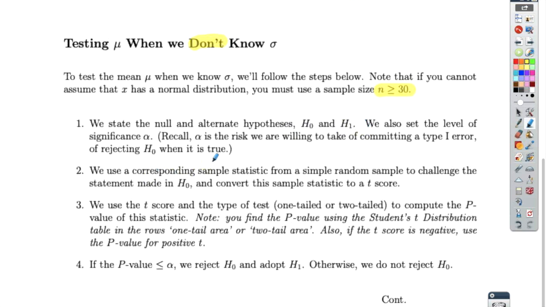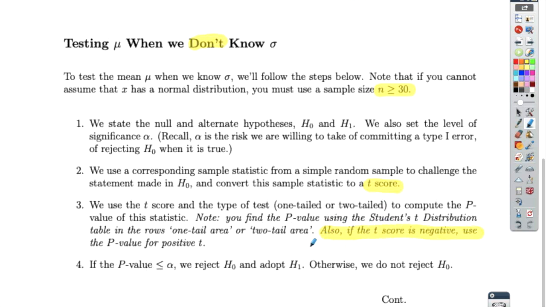Instead of converting your sample test statistic, your X bar value, to a z-score, now we're going to convert it to a t-score. So we're going to use the student's t distribution to go forward from here. So we use the t-score and the type of test, either one-tailed or two-tailed, to compute the p-value of this statistic. Now, I'll show you in just a second how to find the p-value using your student's t distribution table.